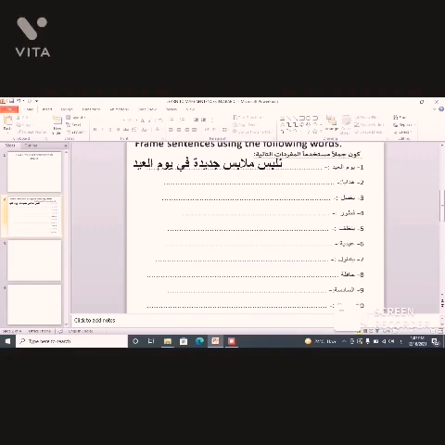Second one, they have given hadaya. What is the meaning of hadaya? Hadaya means gifts. So how do we use that word in a sentence? What do we usually do? We exchange gifts, right? We exchange gifts during the festival season. So how to say that? Or we can say we buy gifts for our friends. That also we can say.